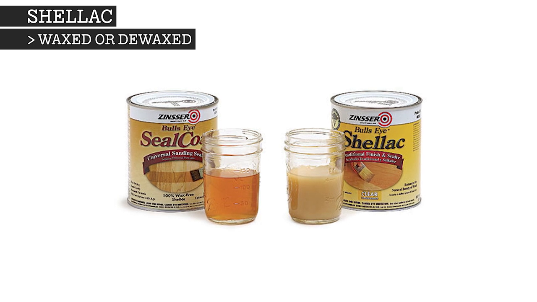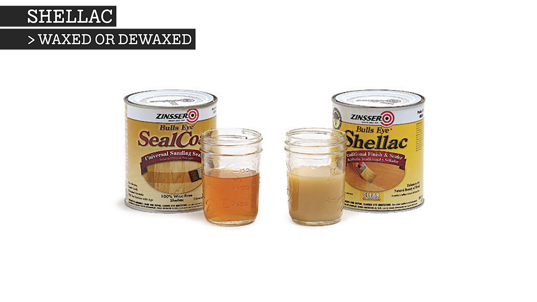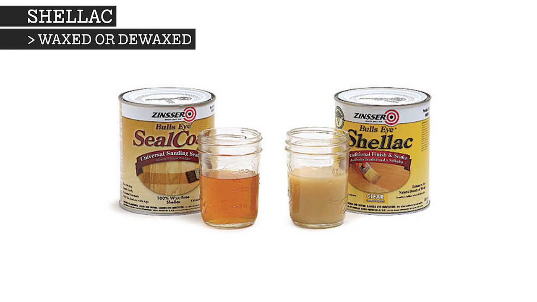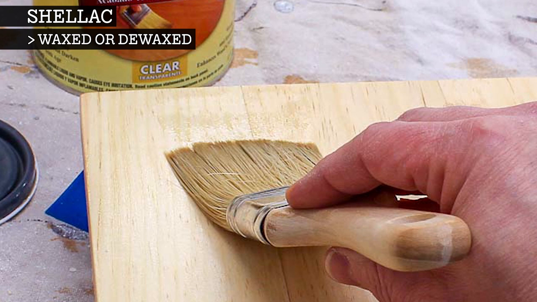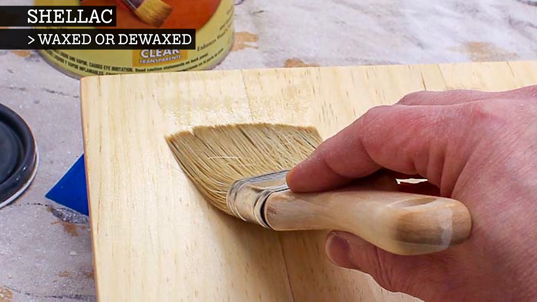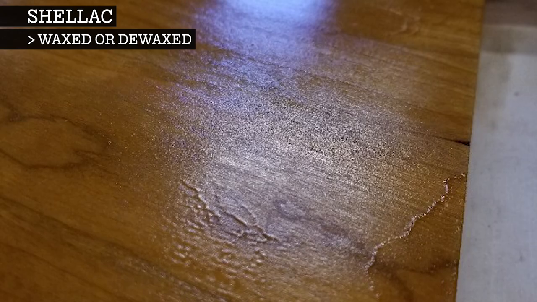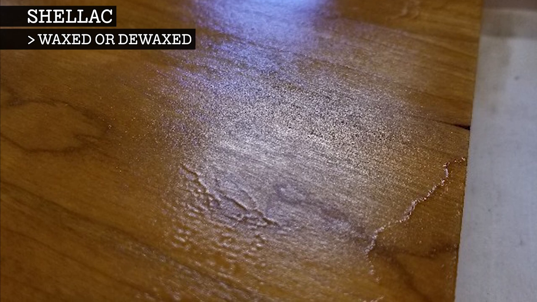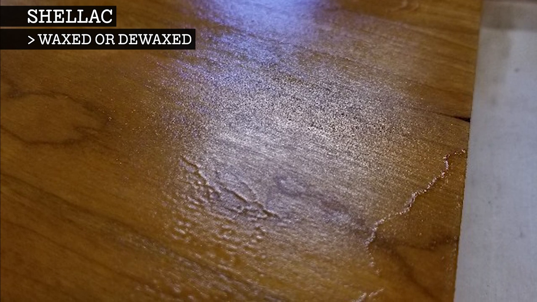Shellac naturally contains a small amount of wax. There are pros and cons to having wax present, depending on what the shellac will be used for. For example, if the shellac is being used as a wood primer, and a paint or varnish is going to be applied over the top, then a de-waxed shellac will work best, as a waxy shellac will not adhere to the paint or varnish very well.